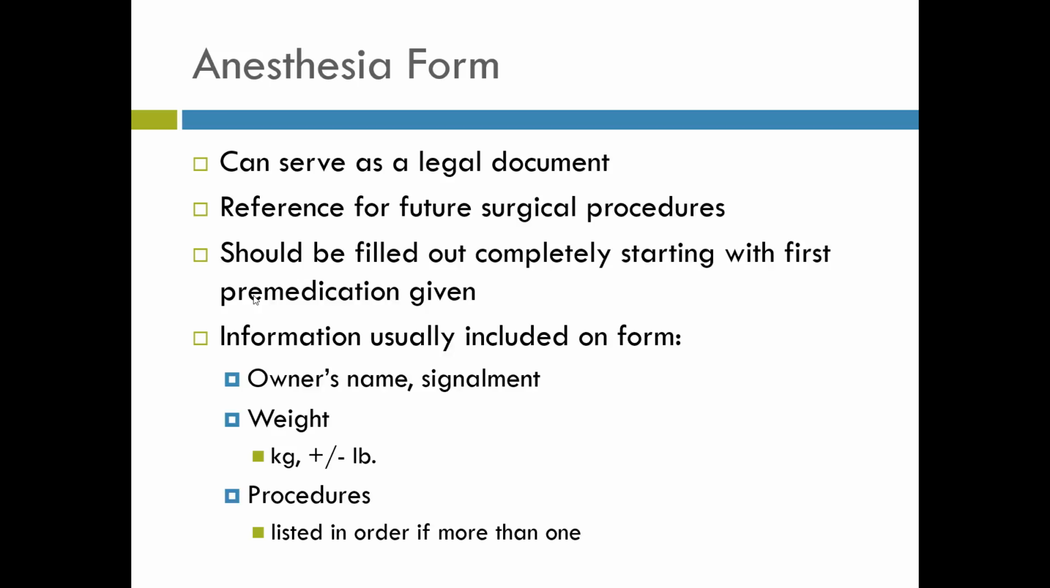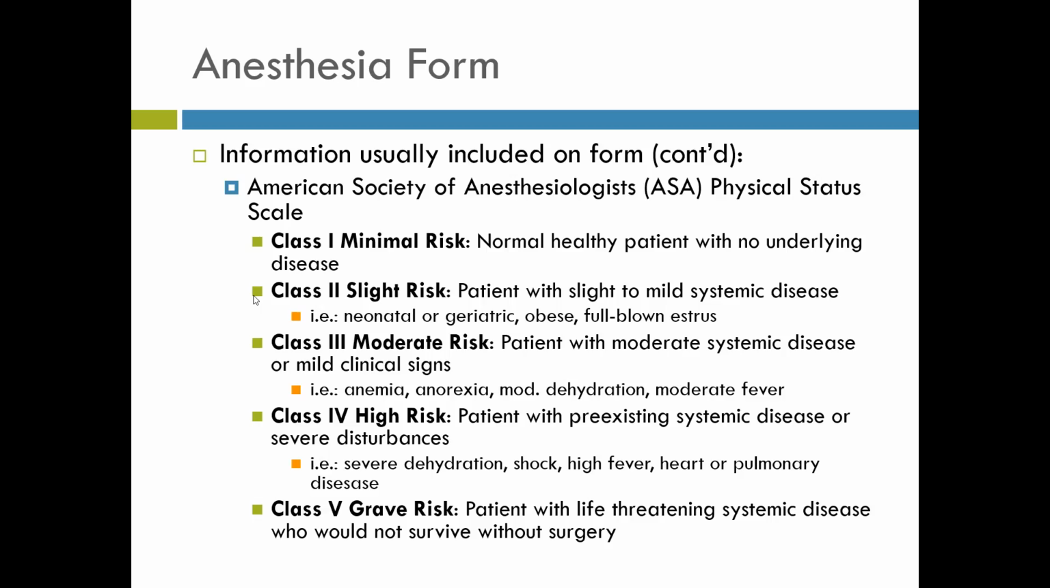So what they're primarily here for, say a neuter, and then they also want vaccines and a nail trim, or we're doing a lump removal or dew claw removals, things like that. We're going to list them in order at that time. Information usually included on the form as well is a physical status scale.